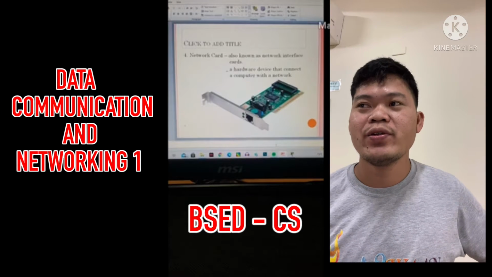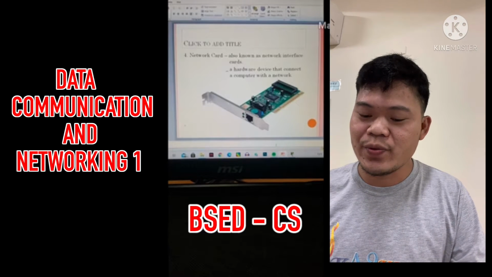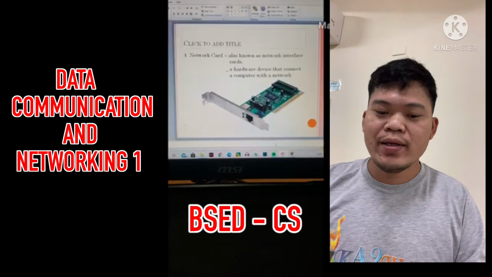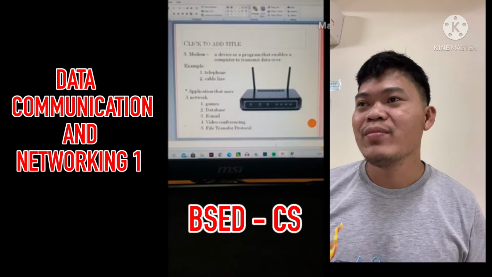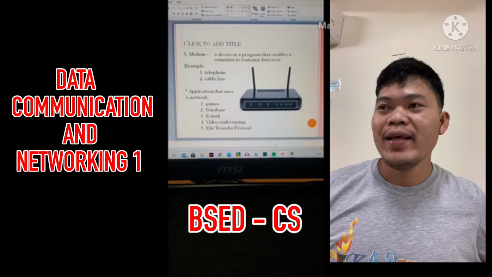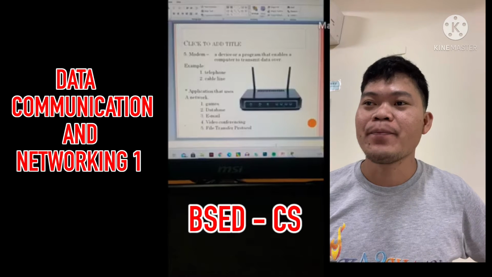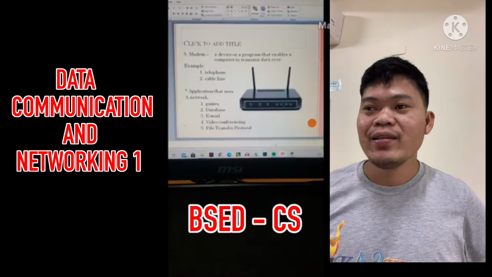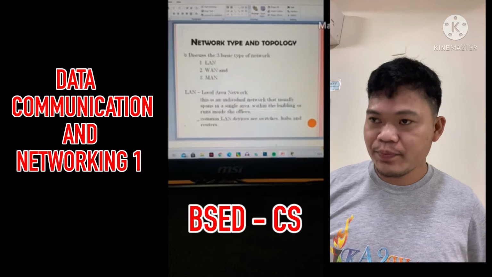The network card is also known as the interface card. It's a hardware device that connects computers with a network. There is our example. Then lastly, the modem is a device or program that enables a computer to transmit data over, for example, a telephone or cable line. Then applications that use a network. We have examples: games, databases, email, video conferencing, and file transfer protocol.